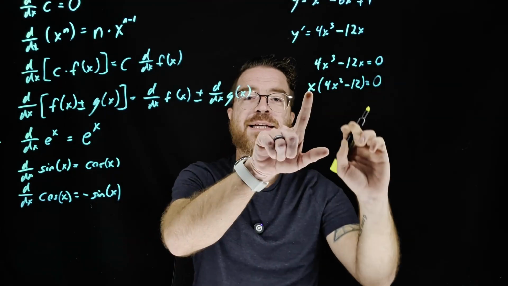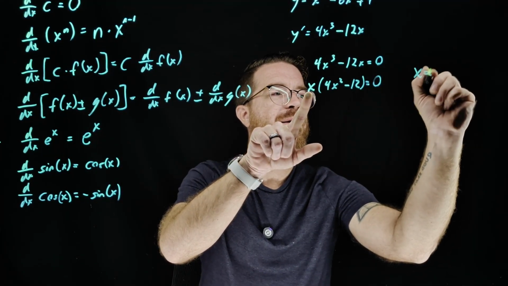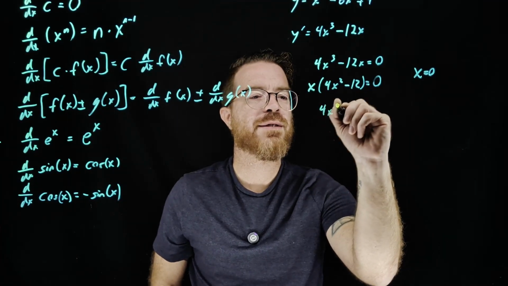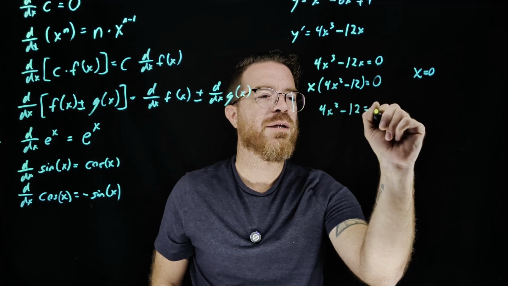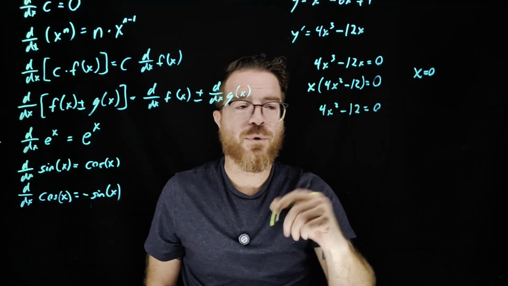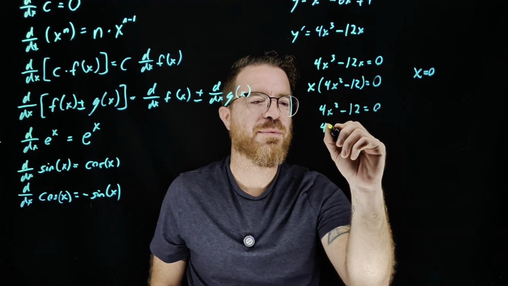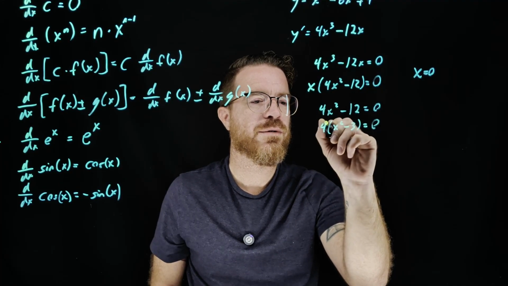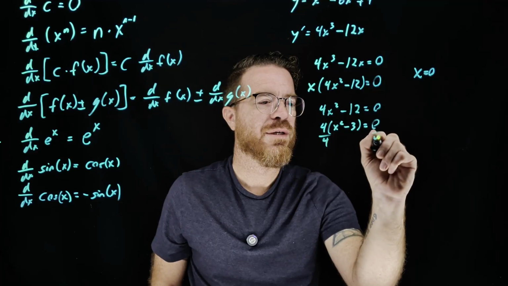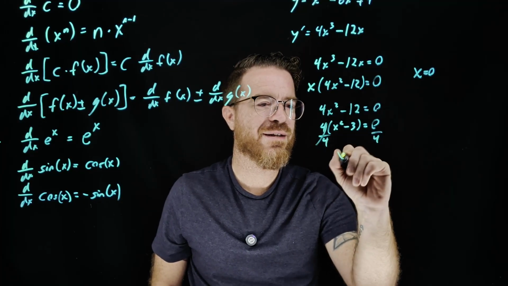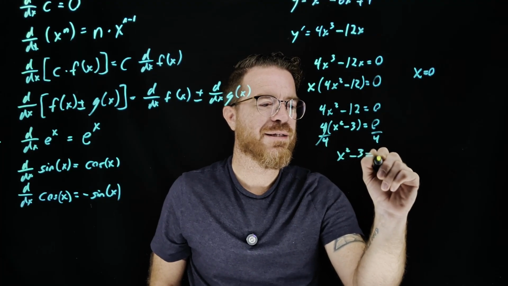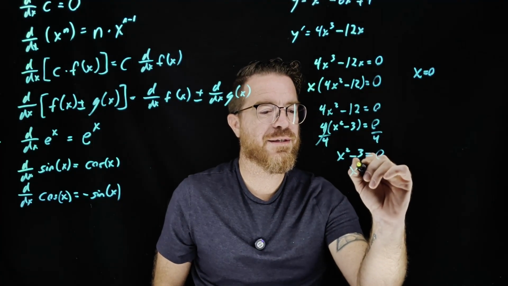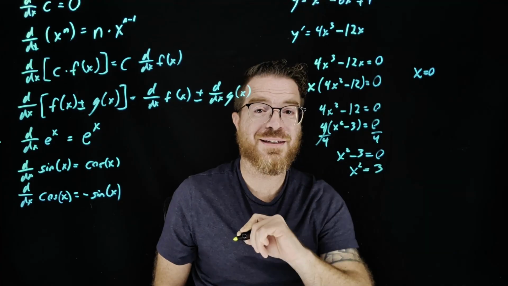So first of all, I can get 0 by plugging in x equals 0. So now let's focus on this term here. Where is 4x squared minus 12 equal to 0? Well, as before, if I wanted to, I could pull a 4 out of this. So this is going to be 4 times x squared minus 3 is equal to 0. So divide each side by 4. 0 over 4 is 0. So we get x squared minus 3 is equal to 0, which would be x squared is equal to positive 3.